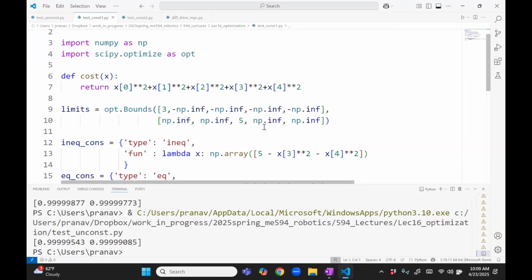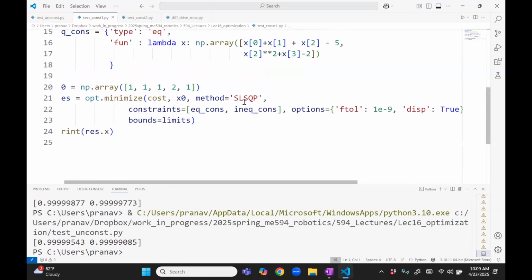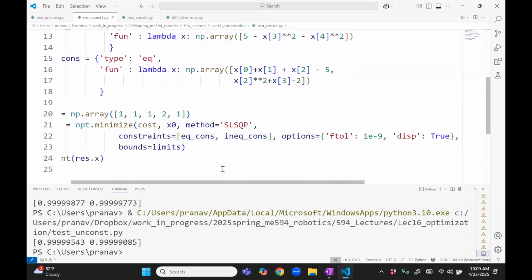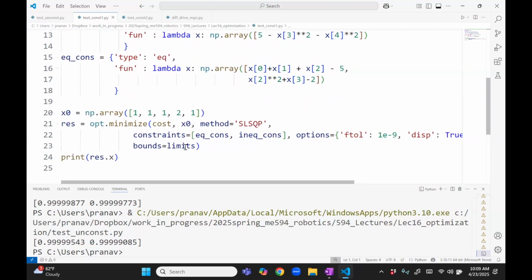This one uses the same minimize. It uses a method called SLSQP, sequential quadratic programming. It's a method where you approximate the cost function, which could be non-linear, with a quadratic cost, and then it will do the optimization. Let's see how you specify the constraints and the bounds in this.